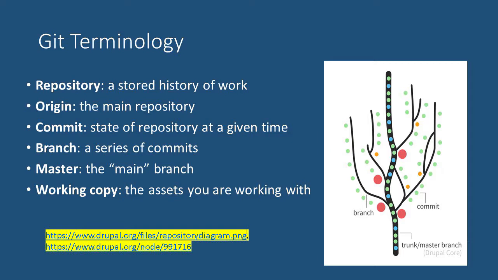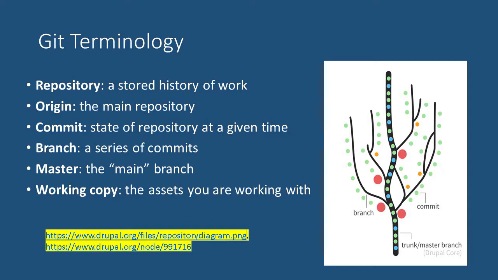It's a good analogy. A repository is the stored history of all the source control and source code, the work in general. The origin is the main repository on the remote server somewhere else other than the developer's computer. A commit is a packet of work or a state of the repository at a given point in time. It has a message associated with it to help identify it, as well as an identifying string.